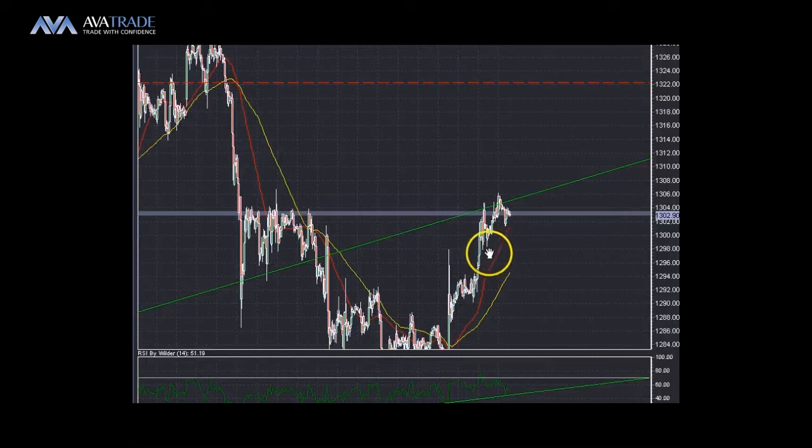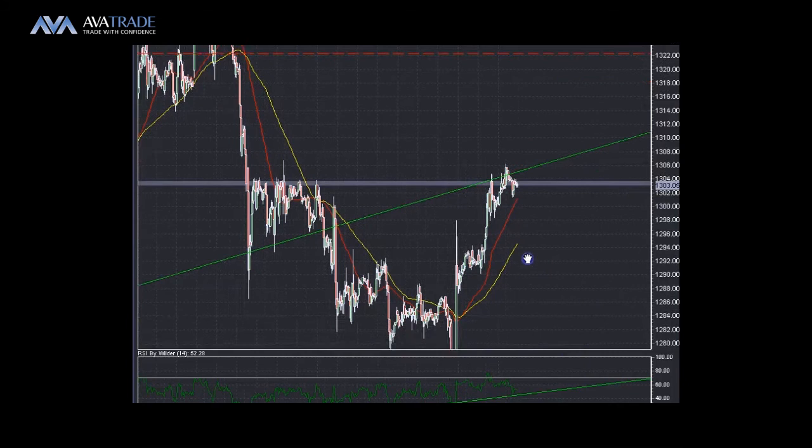However, it is not completely confirmed, because this could very well be just a bit of consolidation and the price could continue its move towards the upside. So what could determine that is this immediate support of 1298. A break of 1298 is basically going to confirm that the bias is still towards the downside and we are moving lower within the time frame.